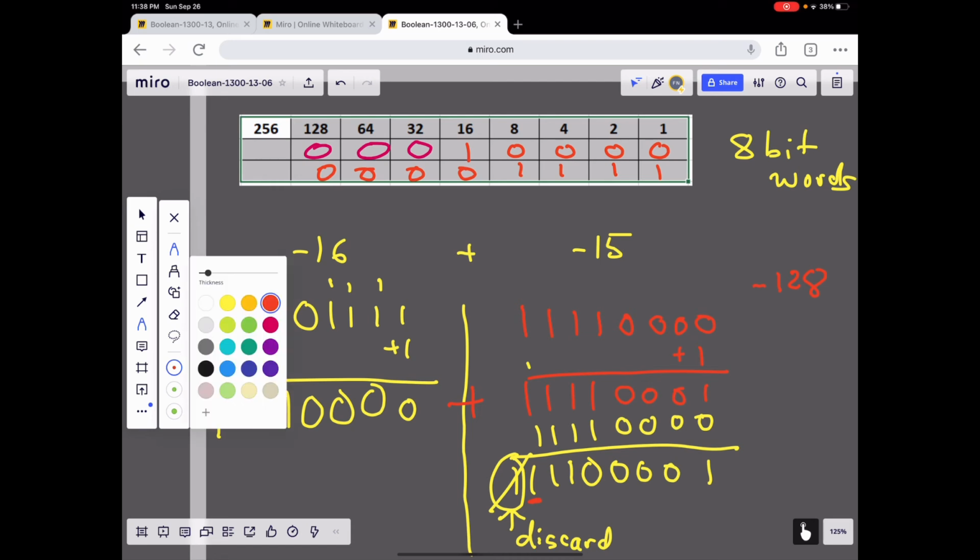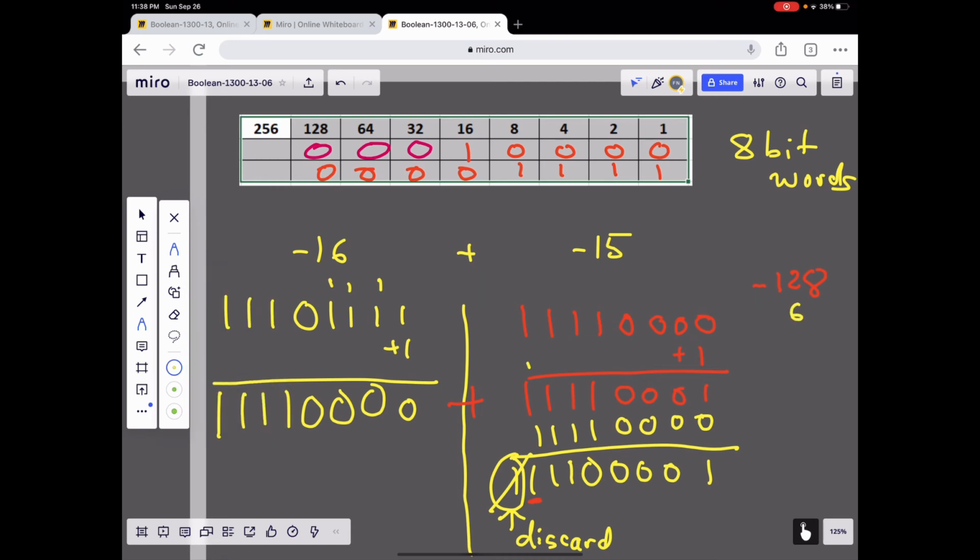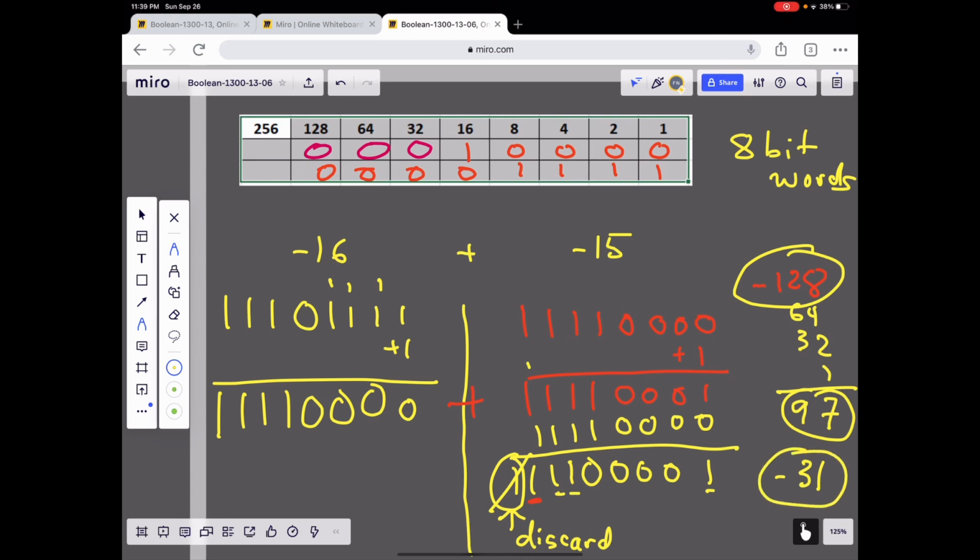Write out the positive numbers, 64 and 32, and then you got 1. All right, so I add the positive numbers together first, 97. So you take 128, subtract 97, equal 31, and negative. All right, so negative 16 plus negative 15 equal negative 31. So this is your answer for that problem.